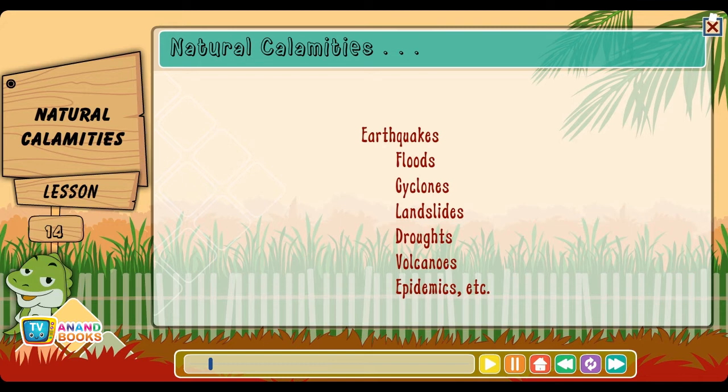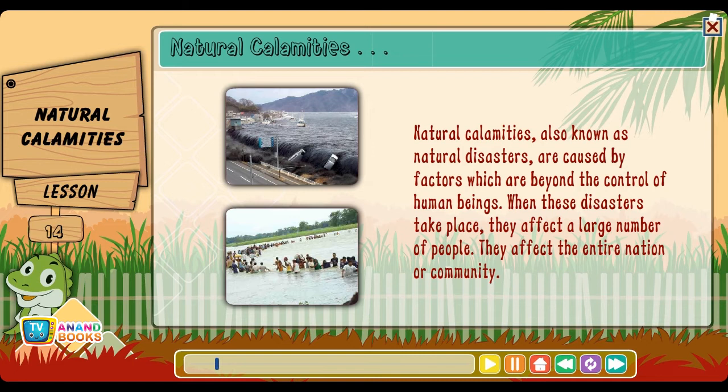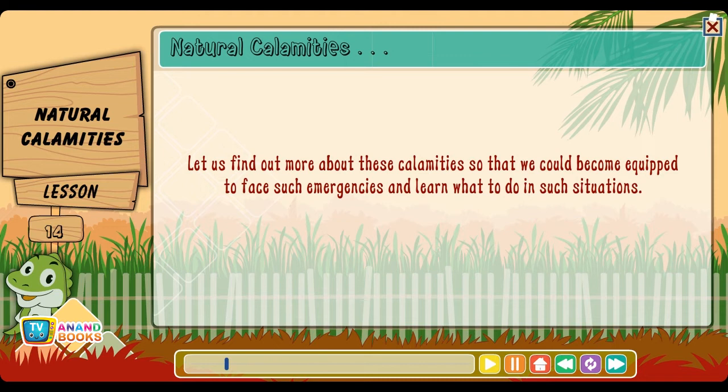Natural calamities, also known as natural disasters, are caused by factors which are beyond the control of human beings. When these disasters take place, they affect a large number of people. They affect the entire nation or community. Let us find out more about these calamities so that we could become equipped to face such emergencies and learn what to do in such situations.